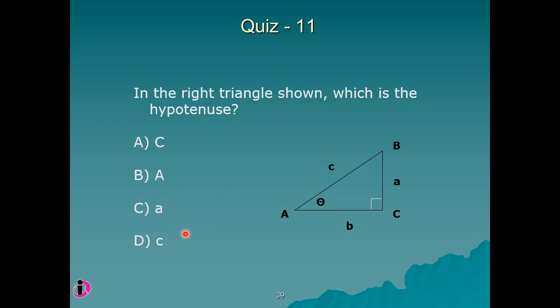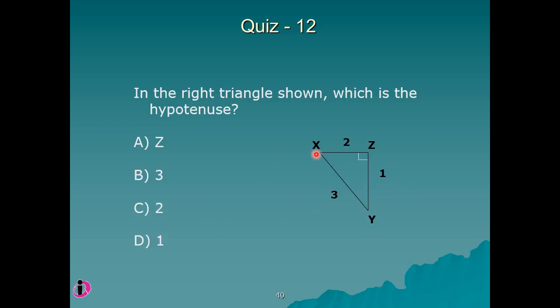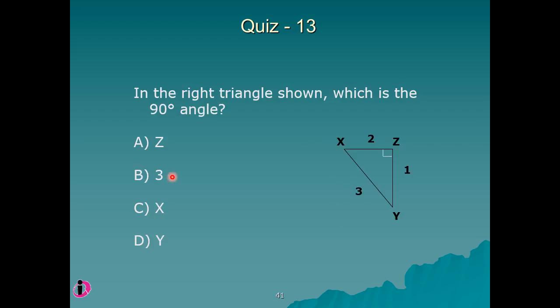Which one is the hypotenuse? The following. Small c. Be careful, not the uppercase, the lowercase one, right? Which one is the hypotenuse here? Because a lot of times you might see different letters instead of A, B, C. The hypotenuse is what? Number 3, right? Which is the 90 degree angle? Z, right?